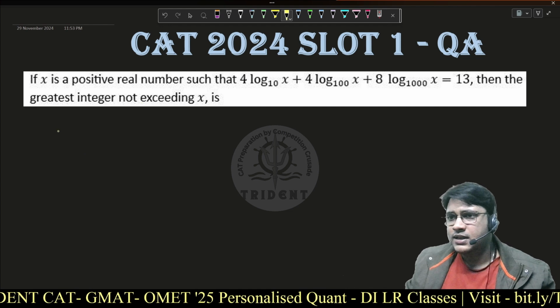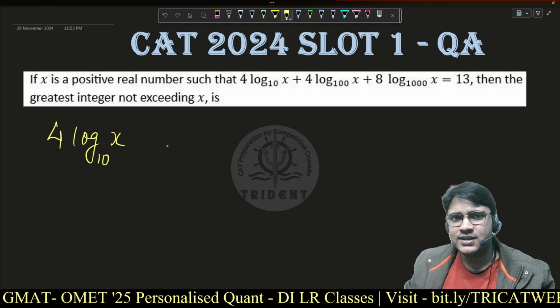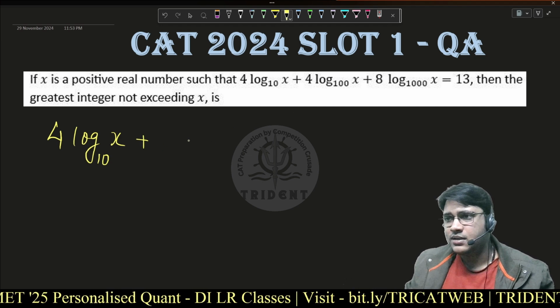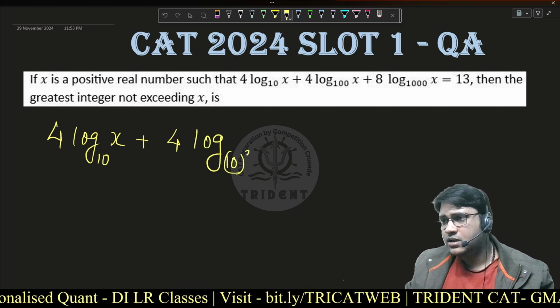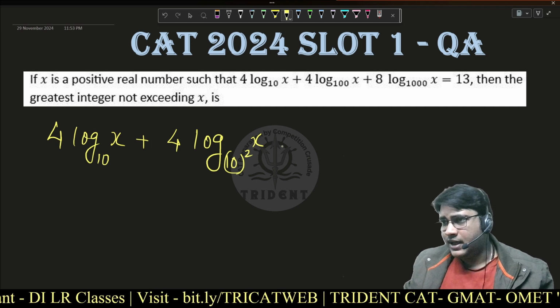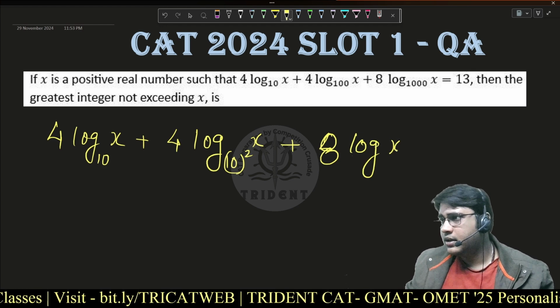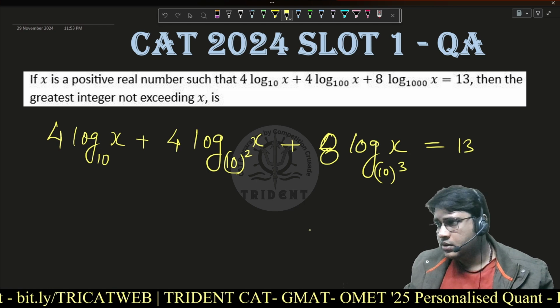So they have said that the expression 4 of log x base 10, I'm leaving this expression as it is. The other expression is 4 log x base 100. Now, this thing is as good as 10 square in the base, x, plus 8 log x 10 cube. This is equals to 13.